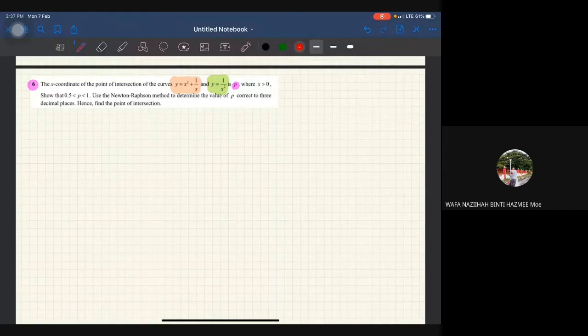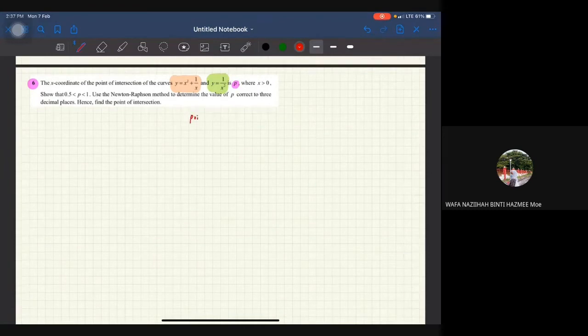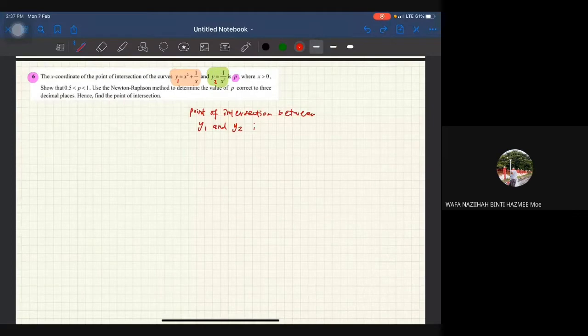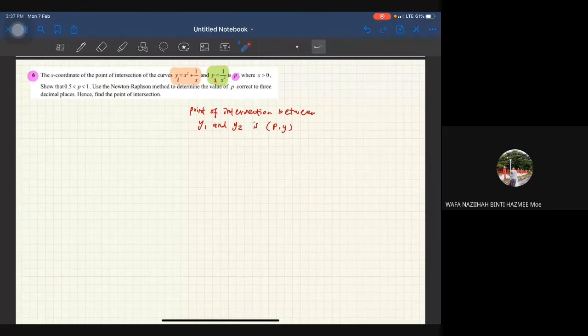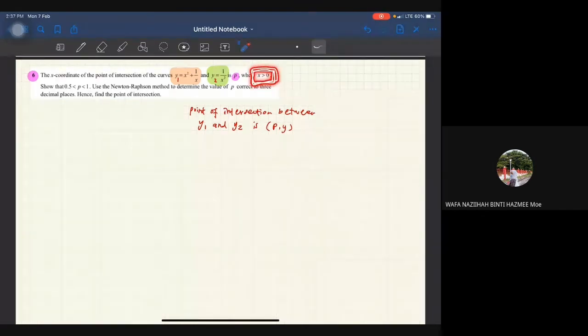Okay, so maksudnya dia nak cakap yang point of intersection between y1 and y2 is P, y. This one. Okay, so ini dia punya x coordinate, this one adalah y coordinate dia. Okay, so dia bagi clue lagi dekat sini. So x ni dia greater than 0. Okay, so kalau jawapan awak dapat less than 0, so maksud jawapan awak salah lah. So dia mesti greater than 0.